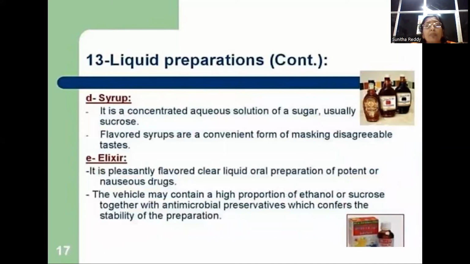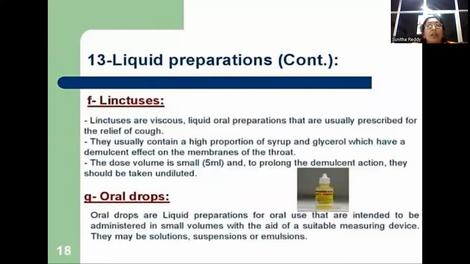The other liquid dosage form is syrup. Syrup, like simple syrup, contains mostly sugar and some flavor, to which medicament is added. And elixirs are other liquid preparations. There are alcoholic substances present in them, and the alcohol acts as a preservative or has antimicrobial activity, and some dissolved substances will also be there in the ethanol. Another one is linctus. Linctuses are viscous liquid oral preparations that are usually prescribed for relief of cough. They contain high proportions of syrup and glycerol, which have an emollient effect on the membranes of the throat.